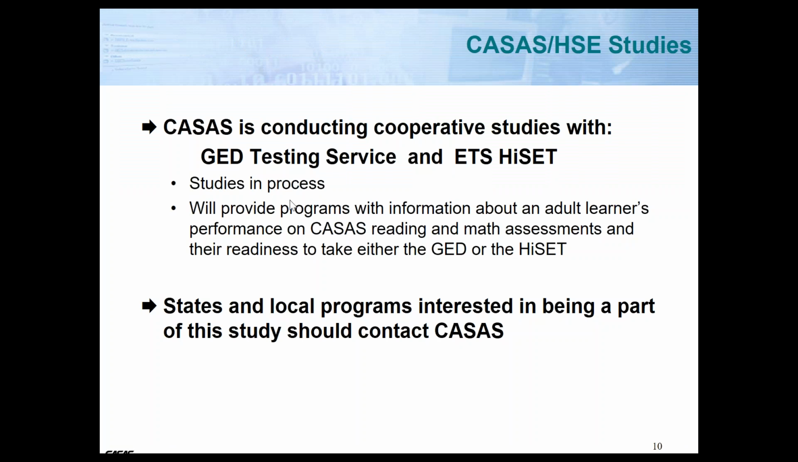We are currently conducting studies with both the GED testing service and ETS that has the HiSET, these high school equivalency tests. And when those studies are concluded, we're more than halfway there. We will be able to tell you the CASAS reading and also eventually the math scale score at which a learner is likely to be able to pass these tests.